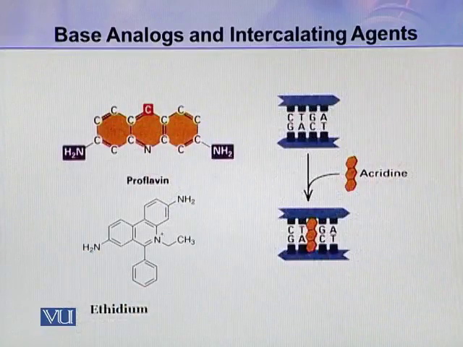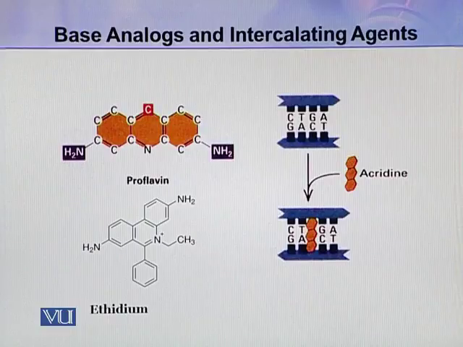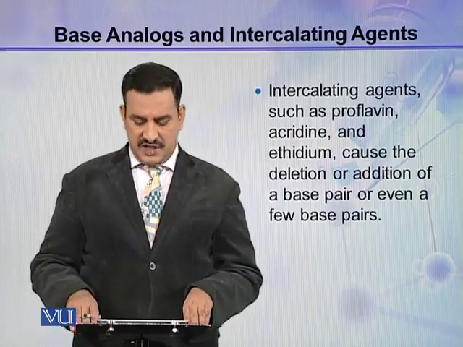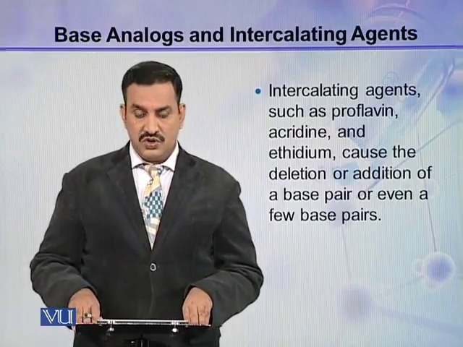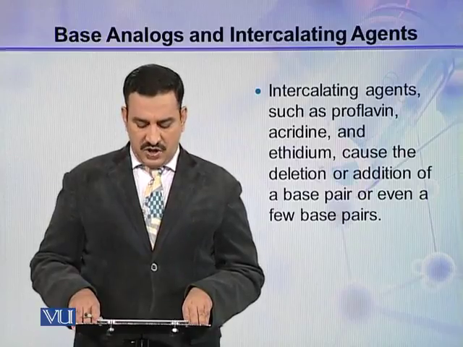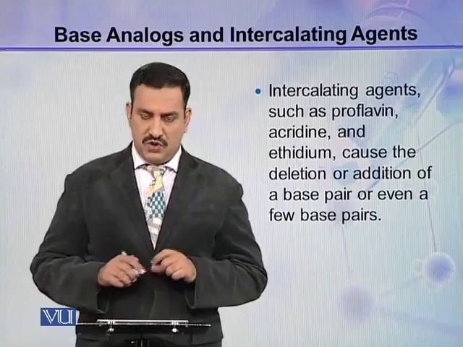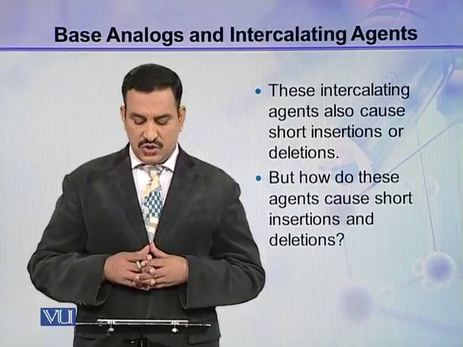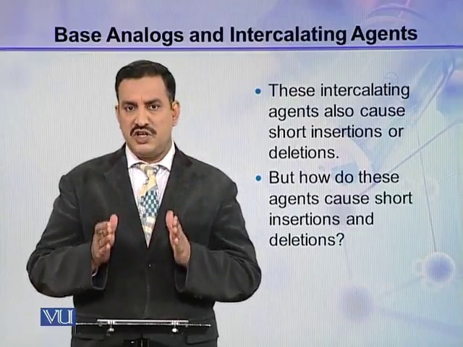So here are some examples of intercalating agents. This is proflavin, then acridine dye, which can intercalate into the DNA molecule, and the third one is ethidium. All these are examples of intercalating agents. Intercalating agents such as proflavin, acridine and ethidium cause the deletion or addition of a base pair or even a few base pairs in the DNA molecule. These intercalating agents also cause short insertions or deletions.